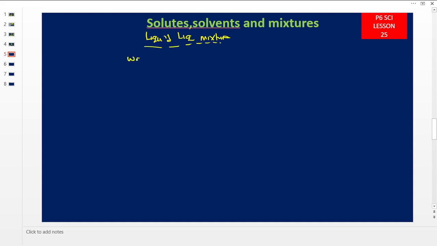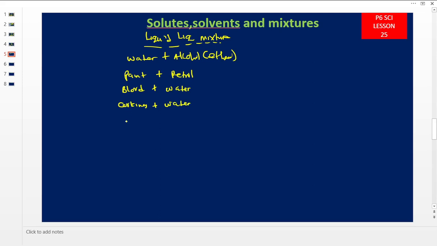For example, I can get water plus alcohol. Alcohol is also called ethanol, that is one. Then I can get paint, and I add there petrol. Then I can get blood and I add there water. I can get cooking oil plus water, but I can get also petrol plus water.